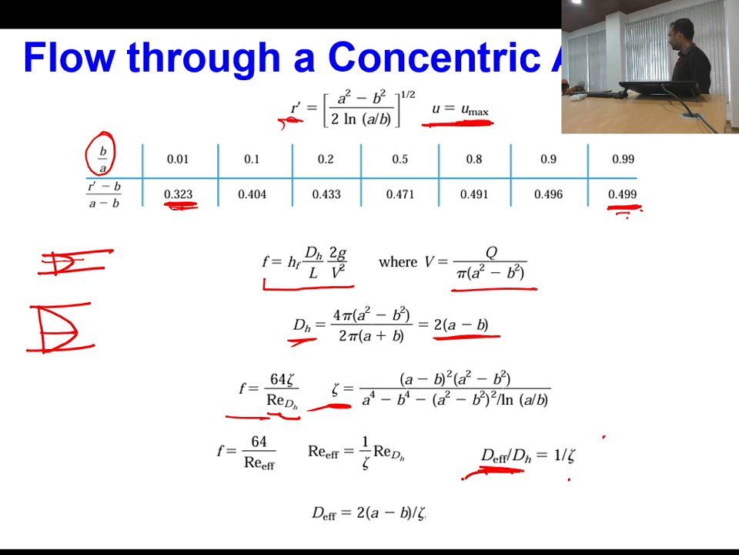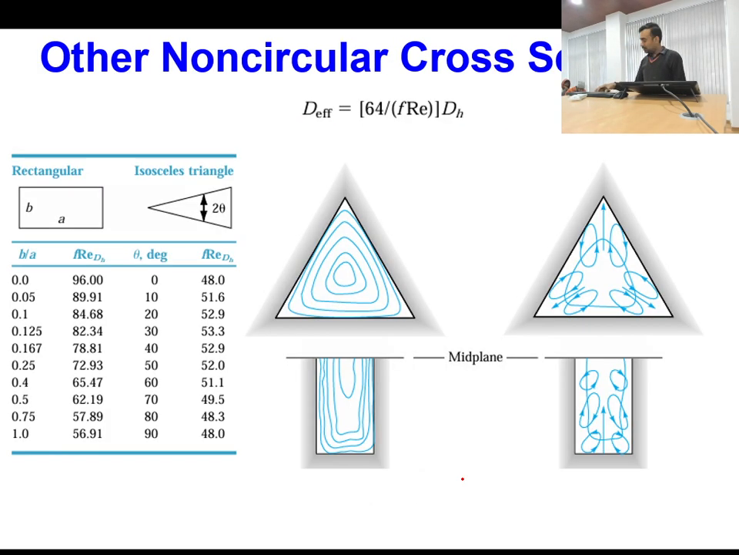Is this one clear? You can go through this point and try solving different numerical problems, then you will be able to see the difference. Okay, there can be some other non-circular geometries. I will take up those in the next lecture.